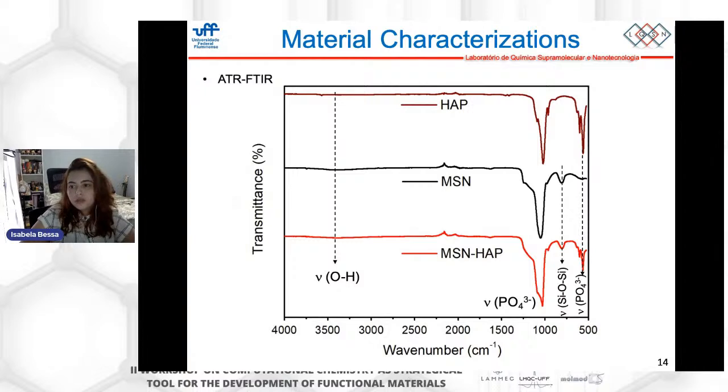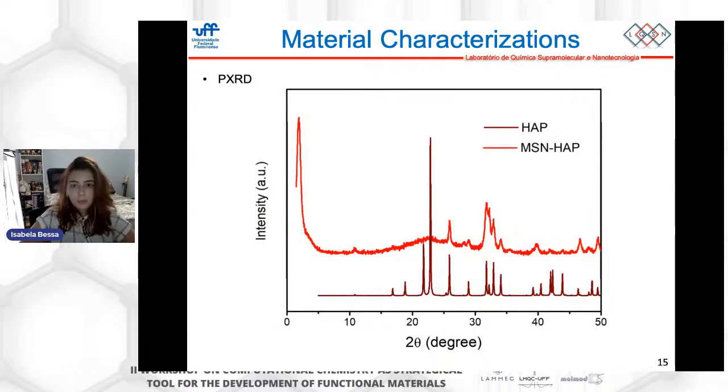The Fourier transform infrared spectroscopy shows the hydroxyl stretching band from both phases, silica and hydroxyapatite. We can also see the phosphate stretching band from the hydroxyapatite phase, and the stretching band from the silicon-oxygen-silicon group. The powder X-ray diffraction showed good correspondence of the hydroxyapatite phase with an emergent region around 20 degrees due to the amorphous silica phase. And here we can also observe a peak at 1.81 degrees referring to the pores of the mesoporous silica phase.